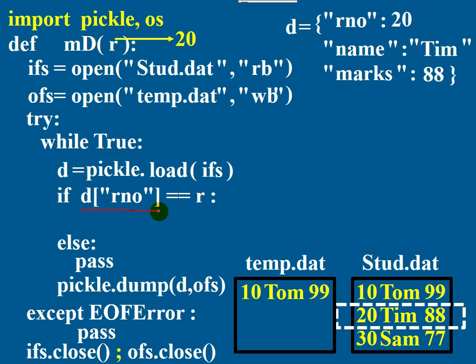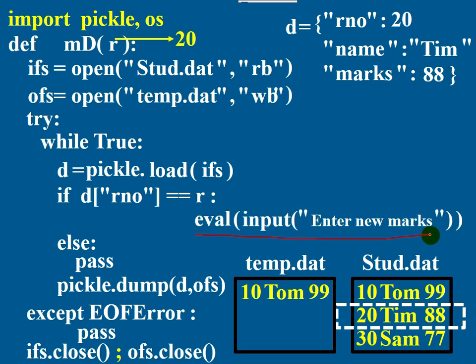This time what is D of R and O? 20. What is R? That is also 20. So this is the dictionary to be modified. So here the new marks must appear. From the keyboard you can read new marks and that should be assigned to this memory location. So how do you get this memory location? D of marks will give you this memory location.